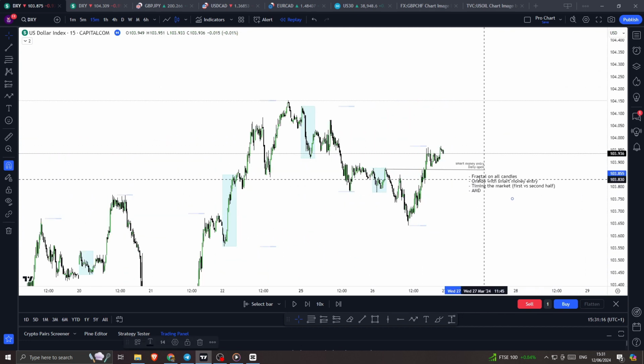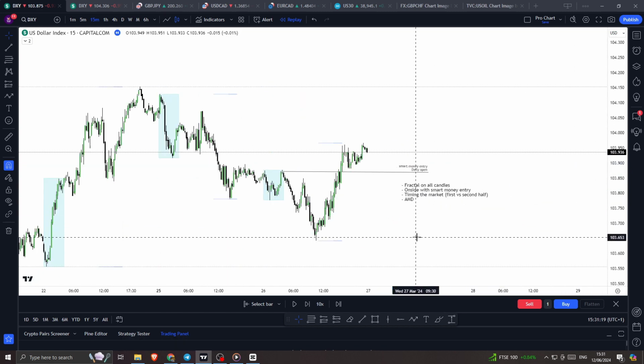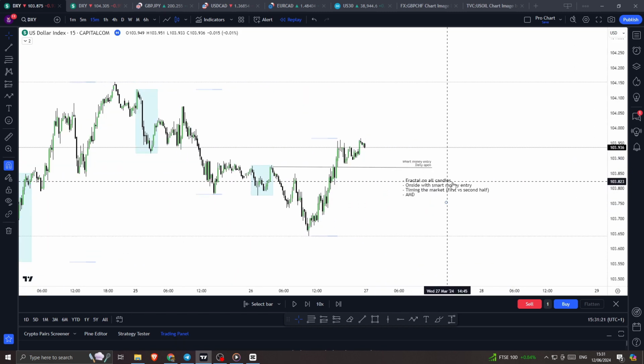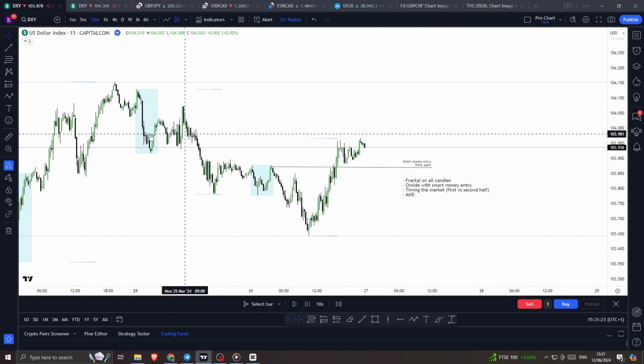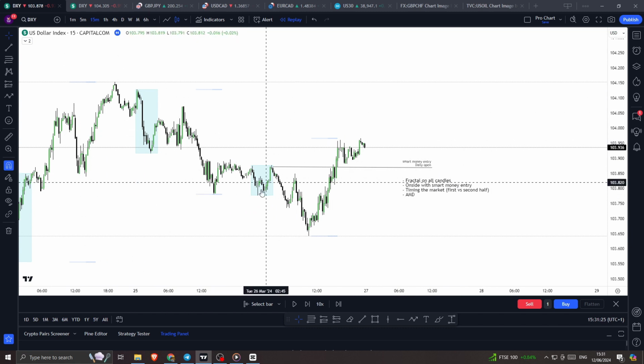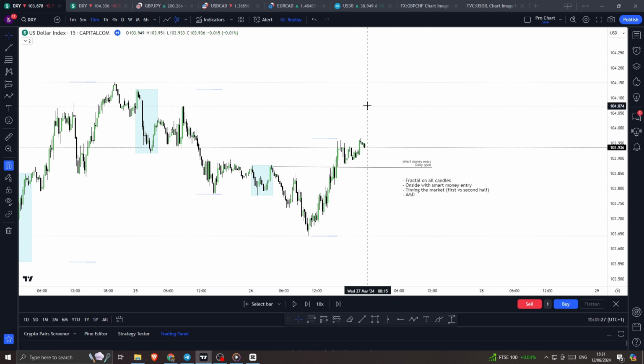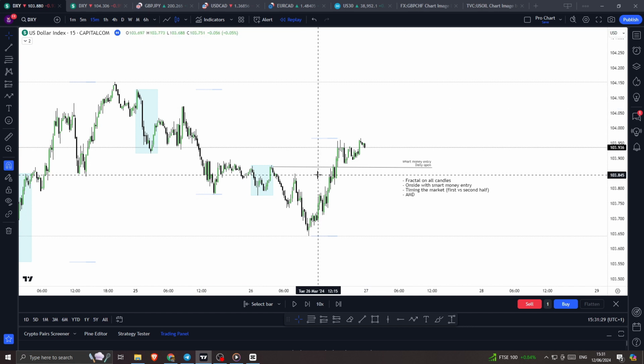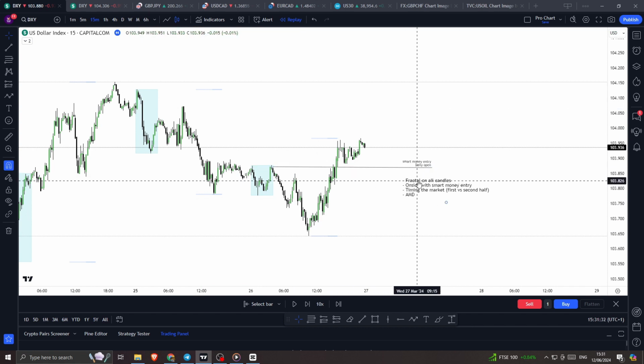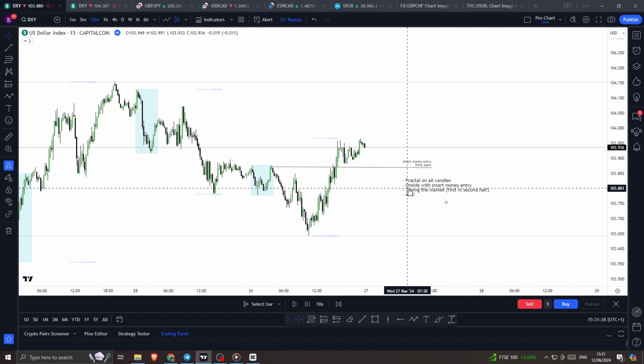So some of the things we spoke about here, right? What we're looking for is fractal on all candles. Let's give that a tick because we are looking for a daily higher high to be printed, which means we want to see an open low, high and close, right? So we know which one we want to see. We want to see an open low, high and close.